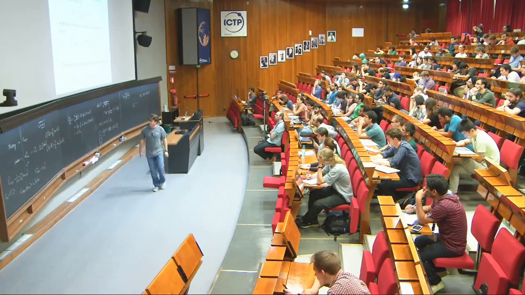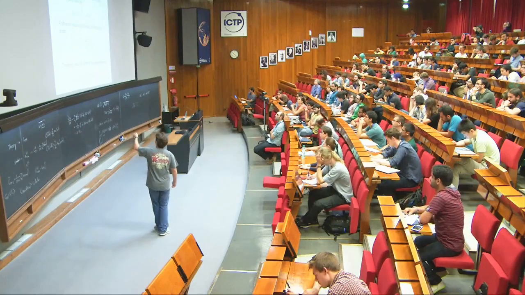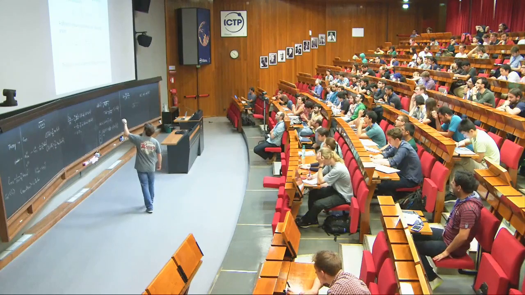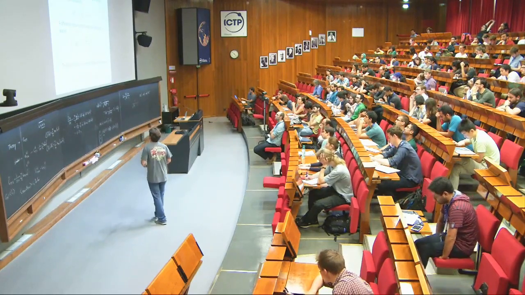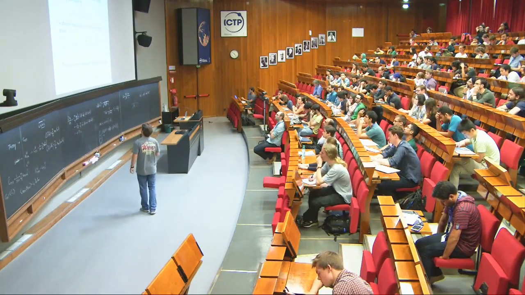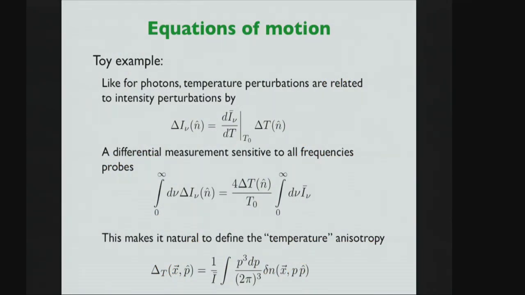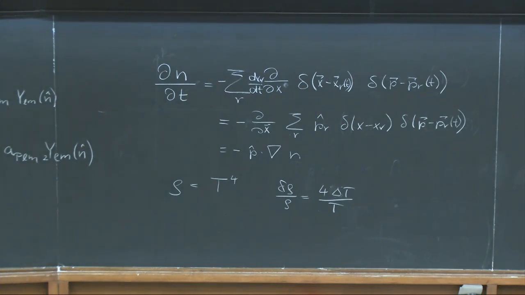As for the photons, we should keep them in mind, obviously. We shouldn't just study this system. For the photons, the intensity and the temperature are related in this way. The temperature perturbations are related to the intensity perturbations, again, just by doing a Taylor expansion of the intensity. If you imagine doing a measurement that measures the intensity perturbations over the whole range of frequencies, then you can convince yourself that the integral over delta I nu is just 4 delta T over T times the integral over the intensity. This should be clear because rho for the gas goes like the temperature to the fourth power, and so if you compute delta rho over rho, this is just 4 delta T over T. So this is the quantity we're interested in.